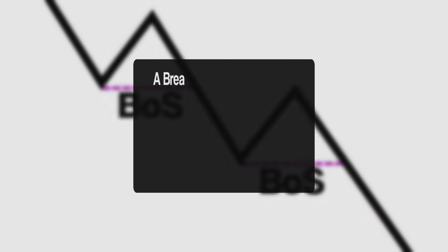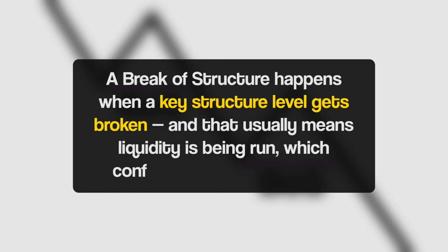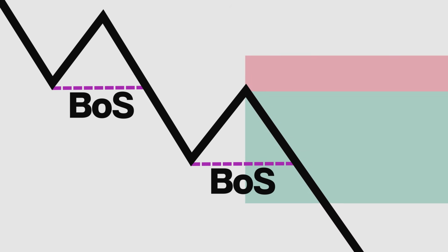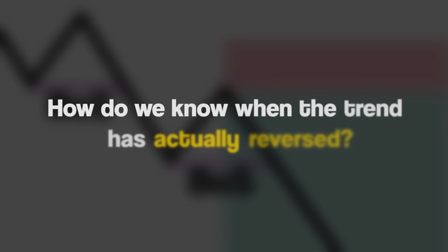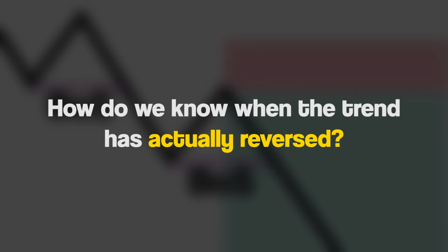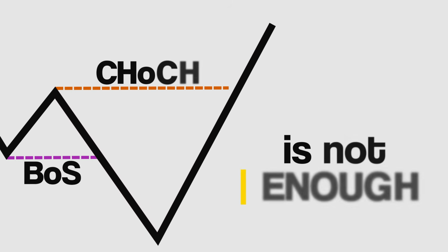So to summarize, a break of structure happens when a key structure level gets broken, and that usually means liquidity is being run, which confirms trend continuation. And this is important. You always want to be interested in trading with the trend, not against it. So the real question becomes, how do we know when the trend has actually reversed? In this case, one change of character is not enough.